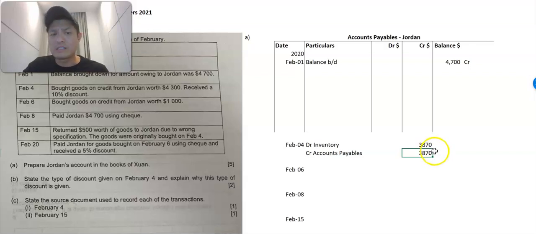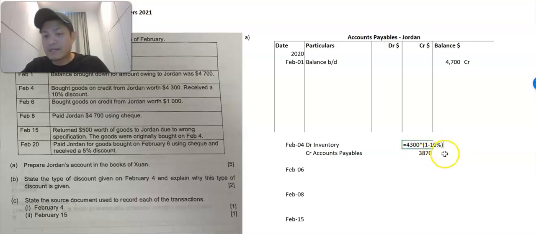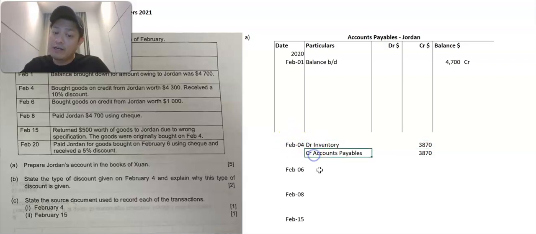Why do I get 3,780? The goods were worth 4,003, but he received a 10% discount. So right away, this has a 4,300 and minus 10%. So it becomes a 3,780. 3,870 was the purchase price of these goods. Now, debit inventory and credit accounts payables.